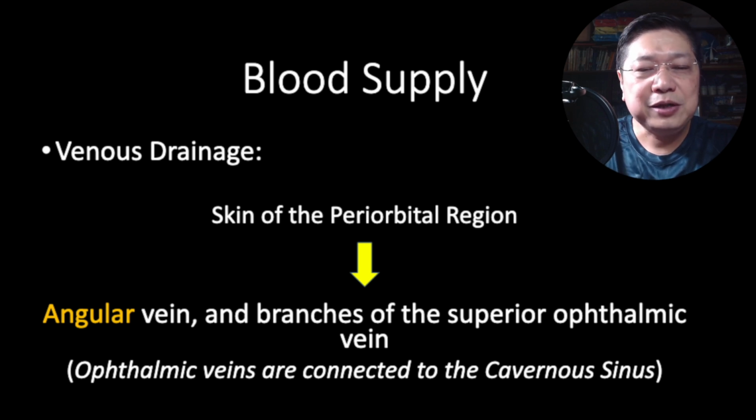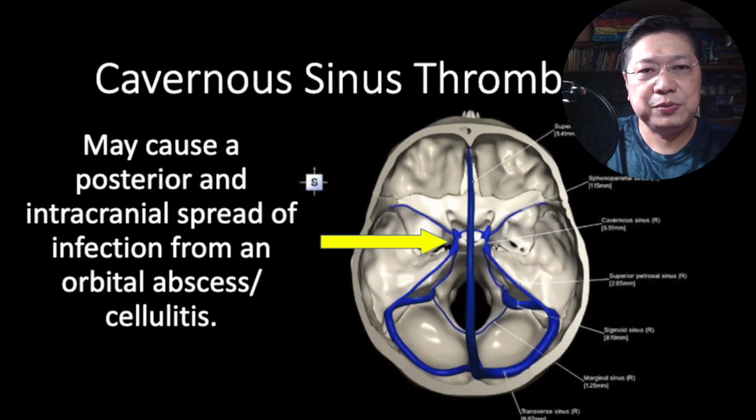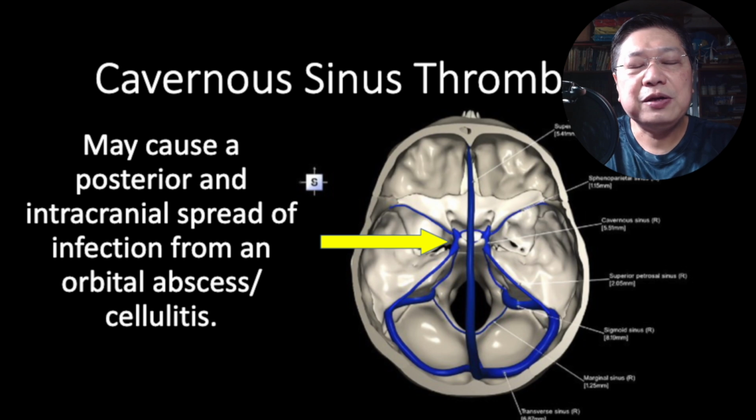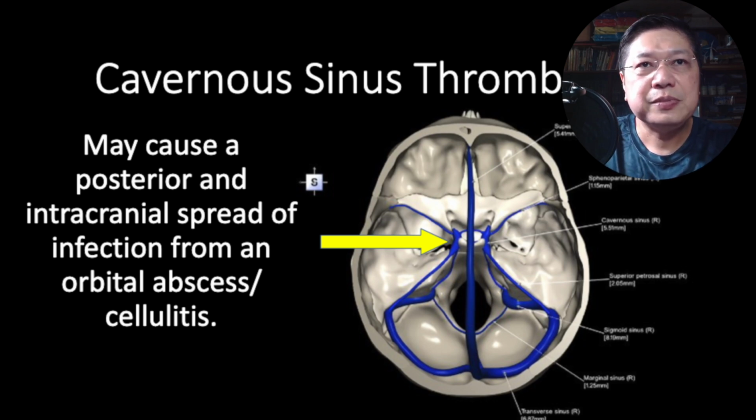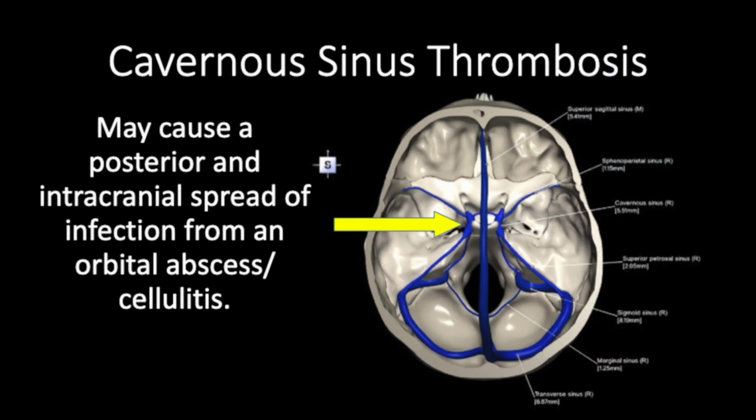Again, we need to remind you, ophthalmic veins are connected to the cavernous sinus. Why is that important? Because of the phenomenon called cavernous sinus thrombosis. Now, cavernous sinus thrombosis is a very dangerous phenomenon because it's basically a waypoint. It's an area where when you reach it, it could go to any parts of the body.